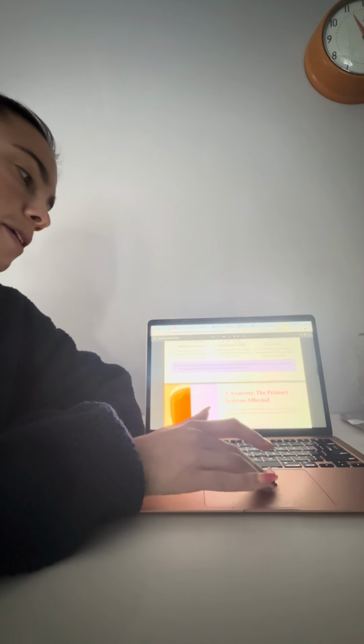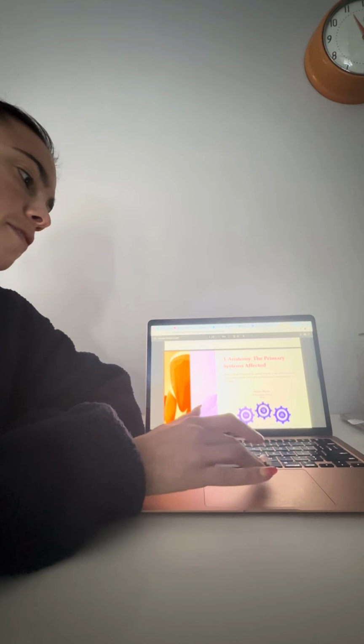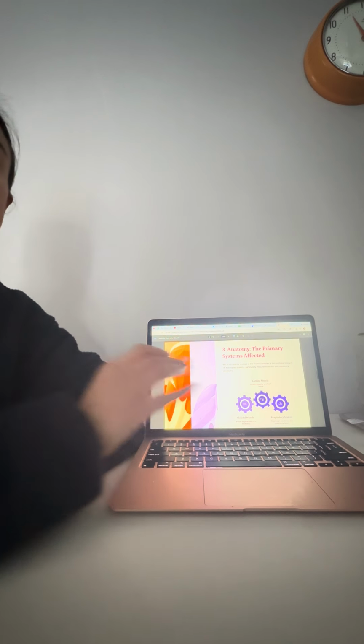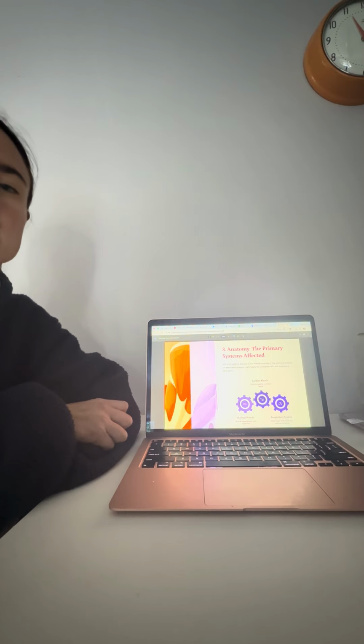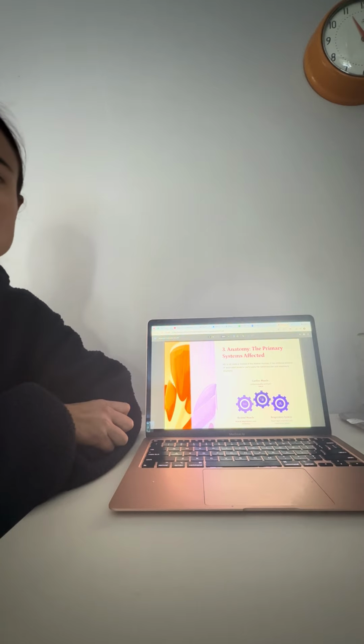So now we're going to talk about the anatomy and the primary systems affected. Even though we think of MD as a strictly muscle disease, it affects way more than just the arms and legs. The biggest systems involved are the skeletal muscle, the cardiac muscle, and the respiratory system.